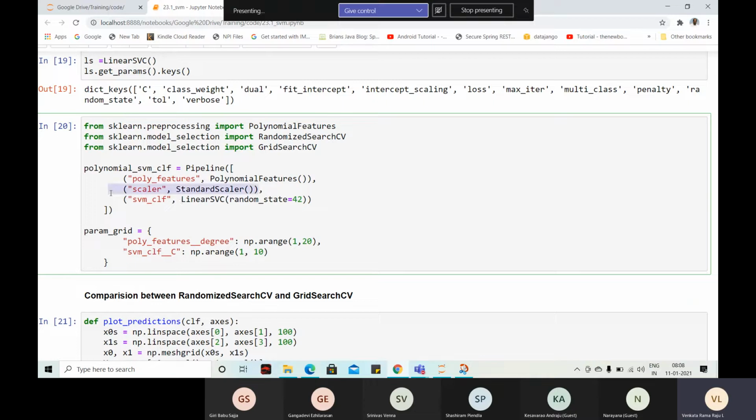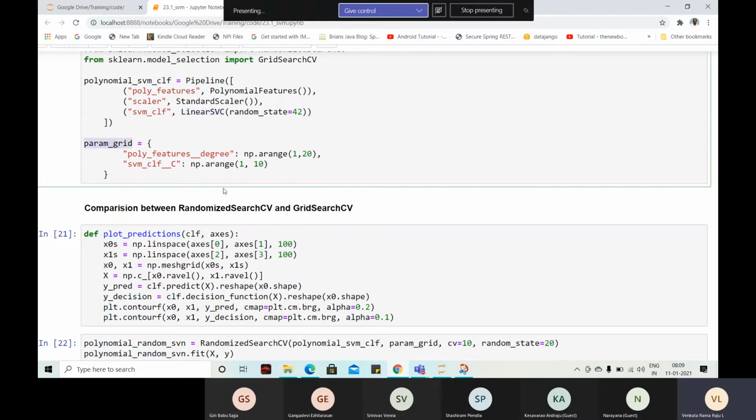If you do standard scaling first and then apply polynomial terms, the small numbers, right, 0.5 will become 0.25. If you raise it to fourth degree, right, even lower it will become, right? So this is the pipeline, right? The polynomial features, standard scaling, and linear SVC.